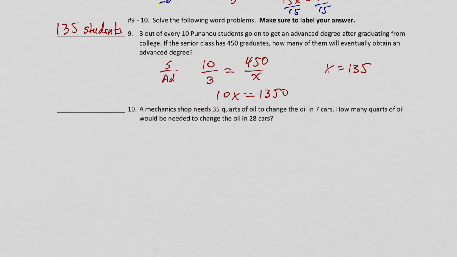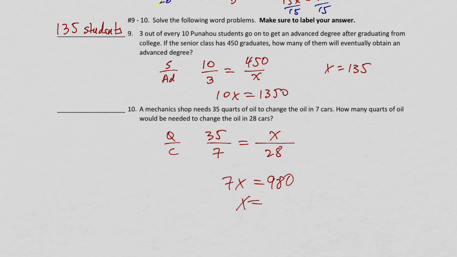Okay, here a mechanics shop has 35 quarts of oil to change the oil in 7 cars. So I'm going to have quarts over cars. So 35 quarts does 7 cars. In the second scenario, how many quarts? So that goes on top to do 28 cars. And actually, you can cancel these 1 and 4, but let's say you didn't see that. I'm just going to use a calculator. So 7x is equal to 35 times 28, and I get 980. So x is equal to 980 divided by 7, which is 140. So 140 quarts.